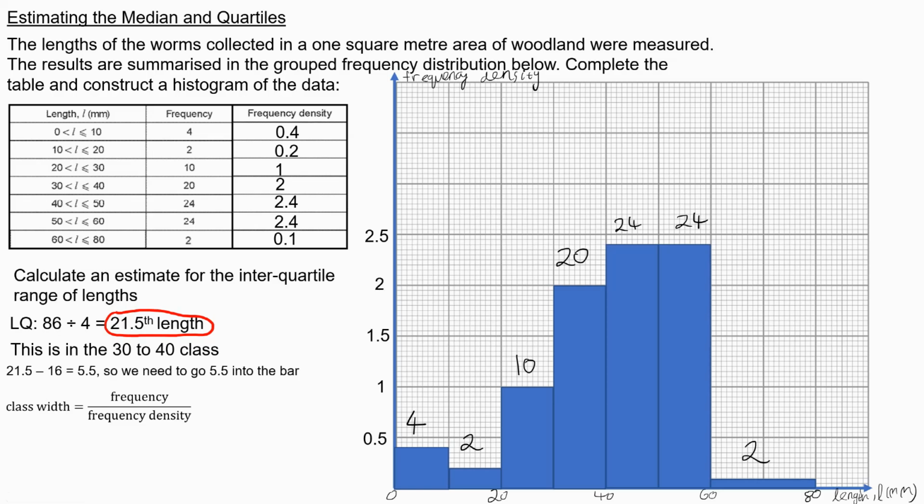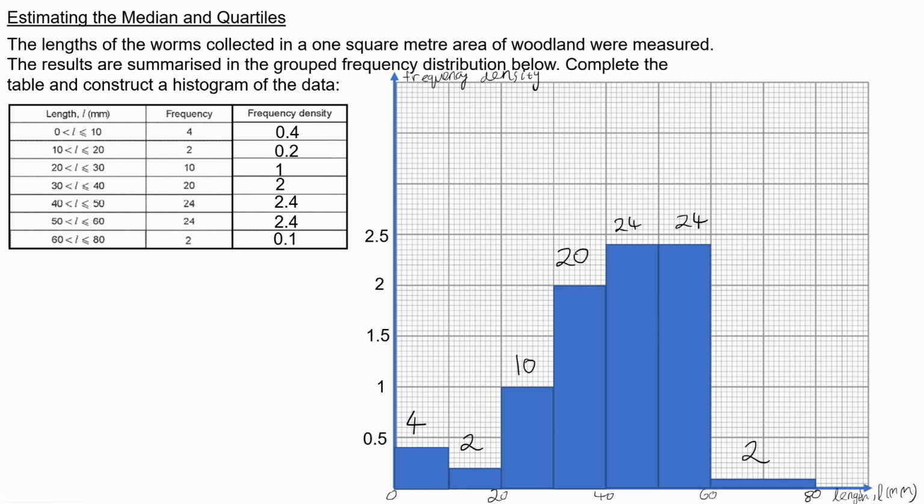21.5 take away 16, because up to the 30 class there are 16 values, is 5.5. So we need to go 5.5 into the bar. We can then work out the class width just as we did for the median before, which is going to be 5.5 divided by 2, frequency divided by frequency density, which gives us 2.75. So we need to go 2.75 into the 30 to 40 class. So the lower quartile is 32.75 millimeters.